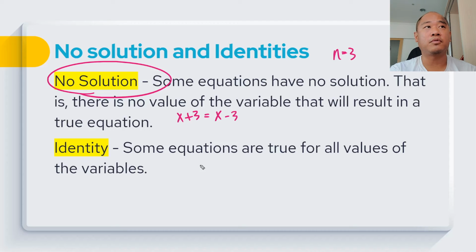Similarly, if you get to the point where you get to like x equals x, then any number would be true for this equation. So that's called an identity, where all values are true, or in no solution, no answers are true.